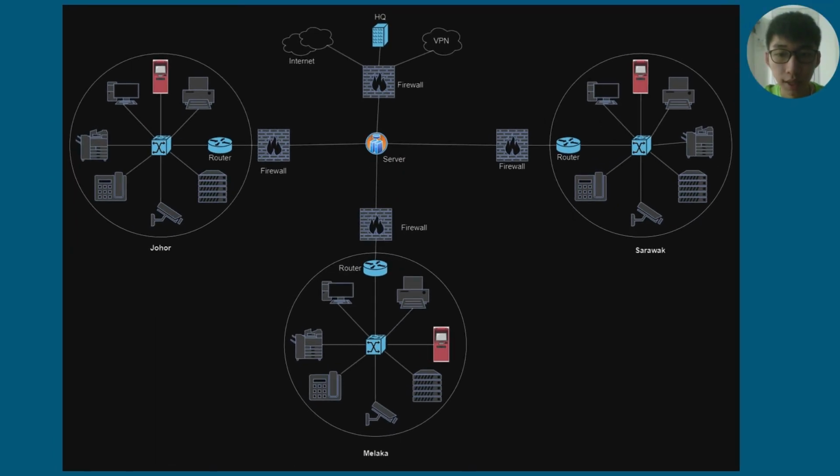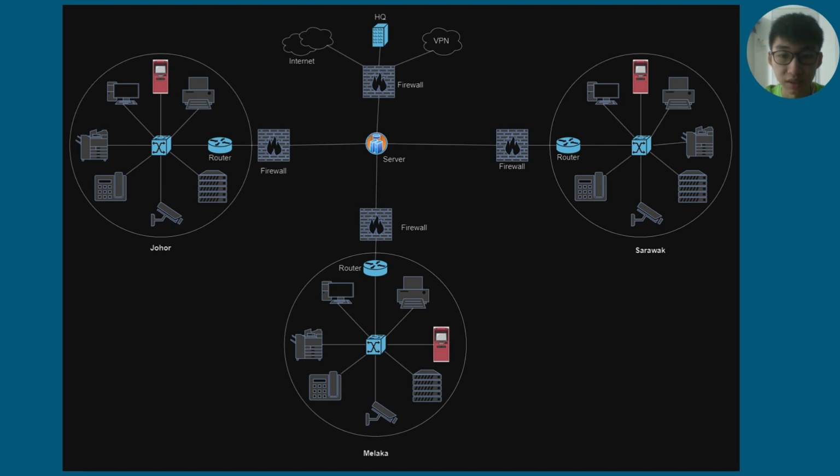Hi Miss, I'm Kang Wei, and I will continue with the wide area network infrastructure. As SUNWAYBANK is a large organization, it is necessary for them to have a wide area network to allow them to communicate across branches and headquarters. There are 4 branches for SUNWAYBANK, including the HQ, Johor, Malacca, Sarawak, as mentioned in the intro.